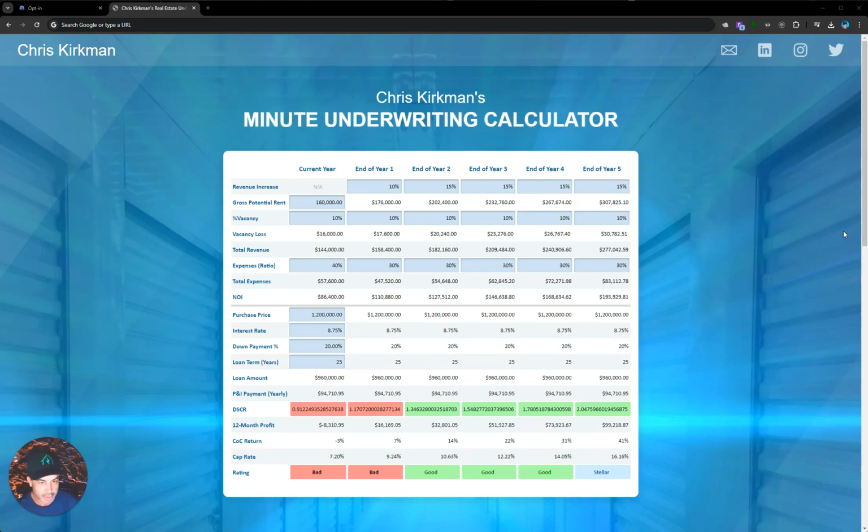Thank you so much for using the minute underwriting calculator that I put together to solve a problem. It solves a lot of problems actually.